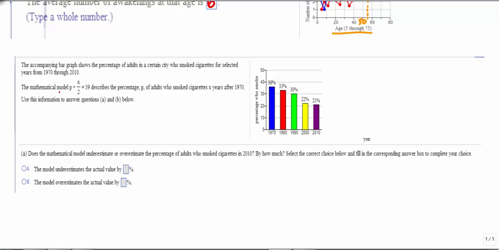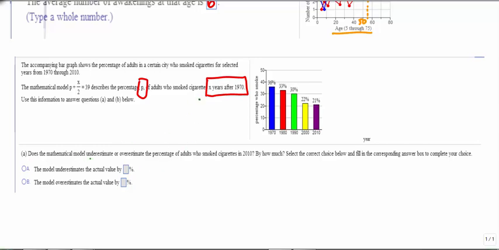Then it gives you this mathematical model that describes the percentage P. So P stands for percent. That's going to be important. Of adults who smoke cigarettes x years after 1970. So x is not just the year, it's the number of years since 1970. And it says to use this model and the graph to answer the questions below. So let's see if we can relate this information from above to this question below.